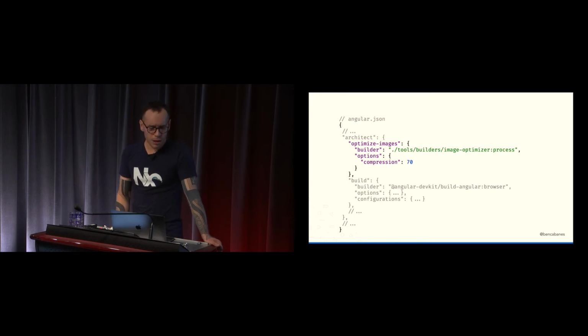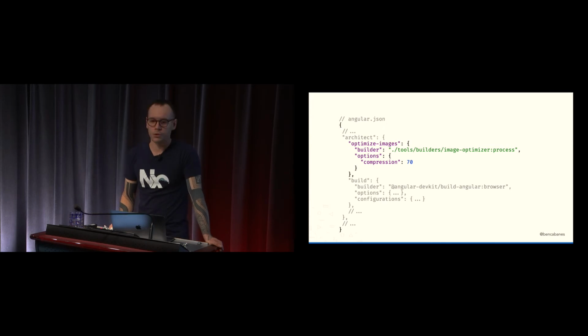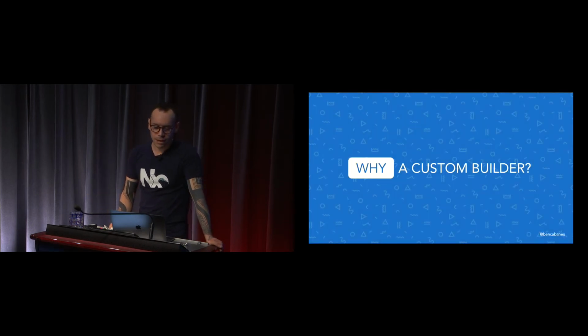So here we set a name for the custom builder, optimize-images, and we just modify one option for the compression rate of the images. The builder has the path to our custom builder and the name, the path colon the name. Then we can use our builder with the command ng run testdesk:optimize-images.